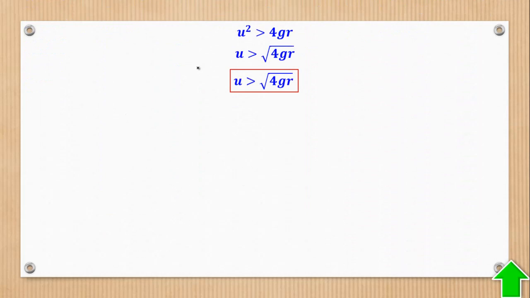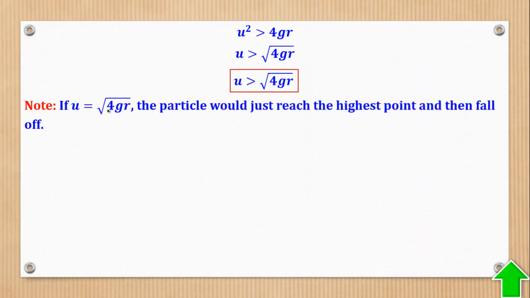It is a little different from the first one. So if U is equal to square root of 4gr, it implies the particle will just reach the highest point and then fall off.